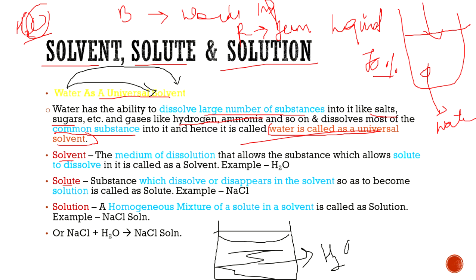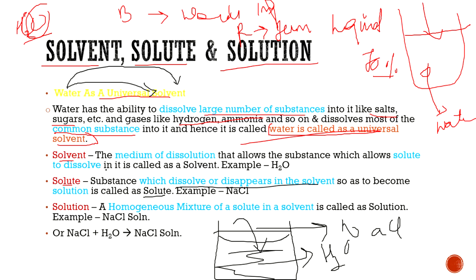Now, what is a solute? A substance which dissolves or disappears in a solvent to form a solution. That is, if you take sodium chloride and insert it in the water, it can mix with the water and it becomes a solution. So the salt which I used, which dissolves or disappears so that it can become a solution, is known as what? Solute.